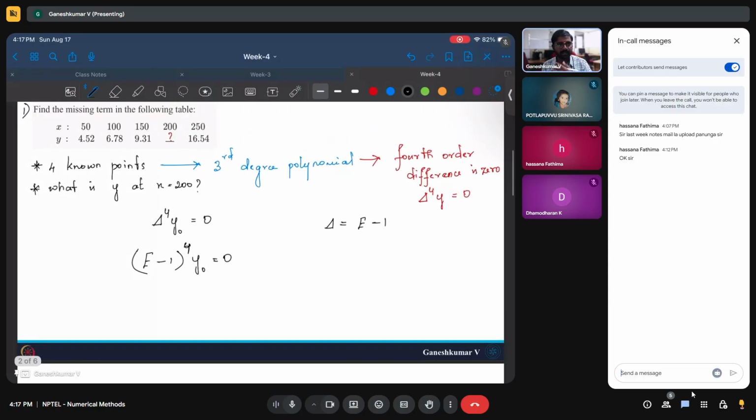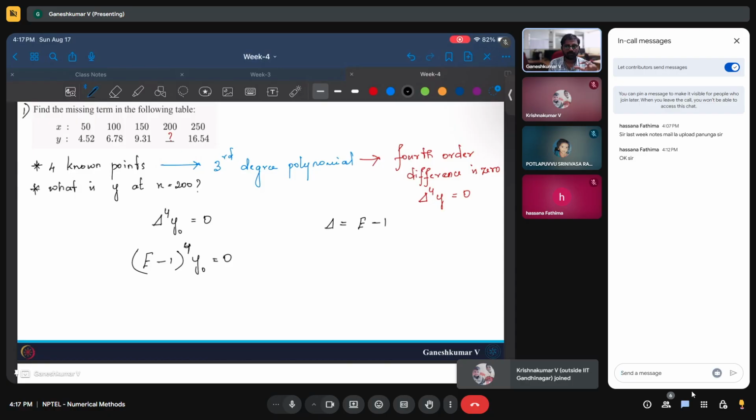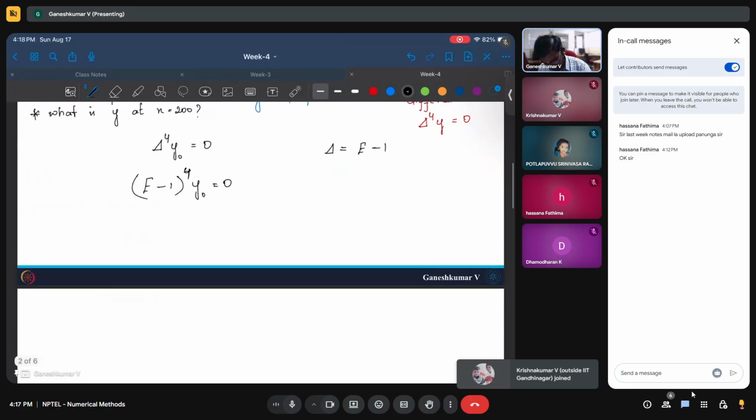I'm trying to express all these data points in a polynomial form. For that, I'm going to use this property that the fourth order difference becomes 0. That will give you a polynomial, and that will be helpful for you to find y at x is equal to 200. So how do we expand (E minus 1) power 4? We can use the binomial theorem to express this. What is the binomial theorem?